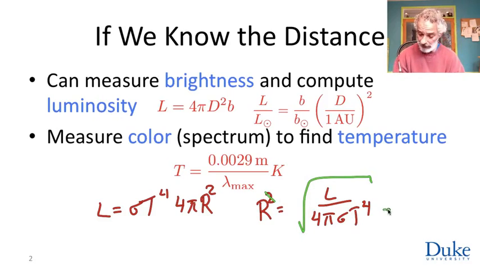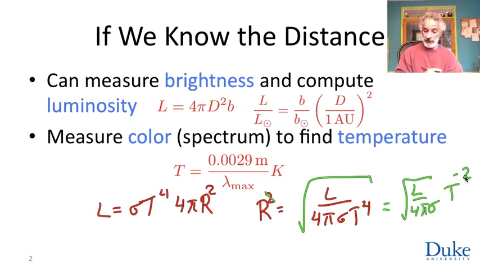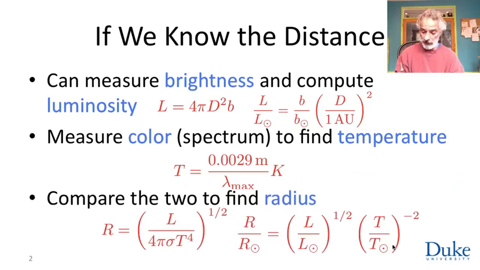I can rewrite that as the square root of L over 4 pi sigma, times the square root of 1 over T to the fourth, which is T to the minus 2, 1 over T squared. And in this form, again, I can compare to the sun by dividing this expression for the star by the same expression for the sun. The radius of the sun is the square root of the luminosity of the sun over 4 pi sigma, times 1 over the solar temperature squared. And this gives me another one of those nice scaling expressions. But the bottom line is, if I know the temperature and the luminosity, for which I needed observations and the distance, I can get the radius of a star.